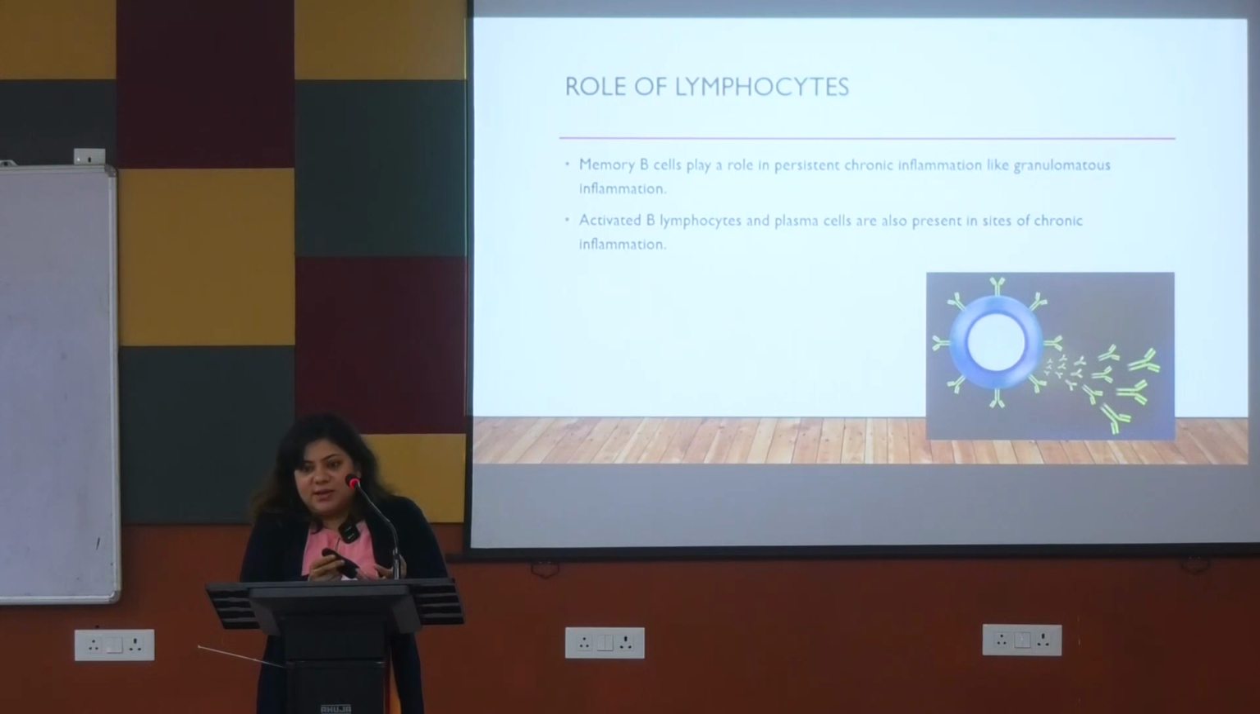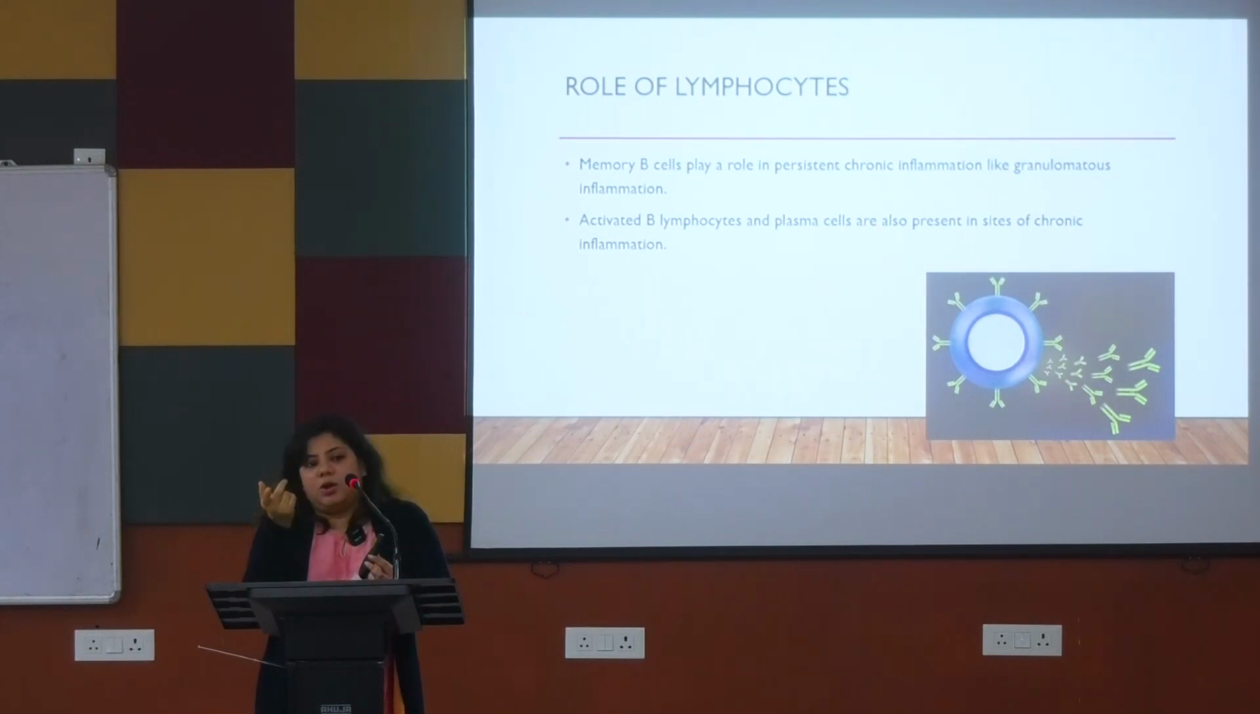Robbins says that they don't know what is the role of plasma cells and these activated B cells in sites of chronic inflammation. We are yet to find out what is the role, but they are also present in sites of chronic inflammation. In fact, this is extra information; you may remember, you may not remember.